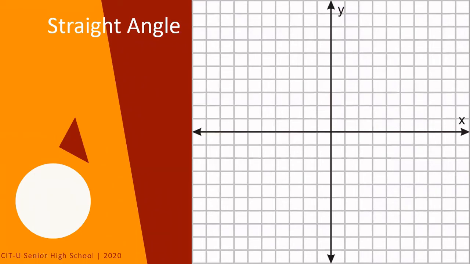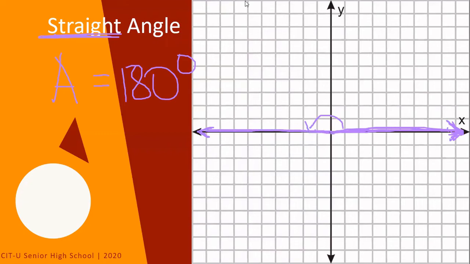Now, suppose your initial side is still on the positive x-axis, and your terminal side lies directly on the negative part of the x-axis. That means this angle is a straight angle. When do we determine that an angle is straight? If and only if, suppose we have angle A, the measure is exactly 180 degrees. Again, we consider an angle a straight angle if the initial side lies on the positive x-axis and the terminal side on the negative. This is a straight angle whose measure is exactly 180 degrees.